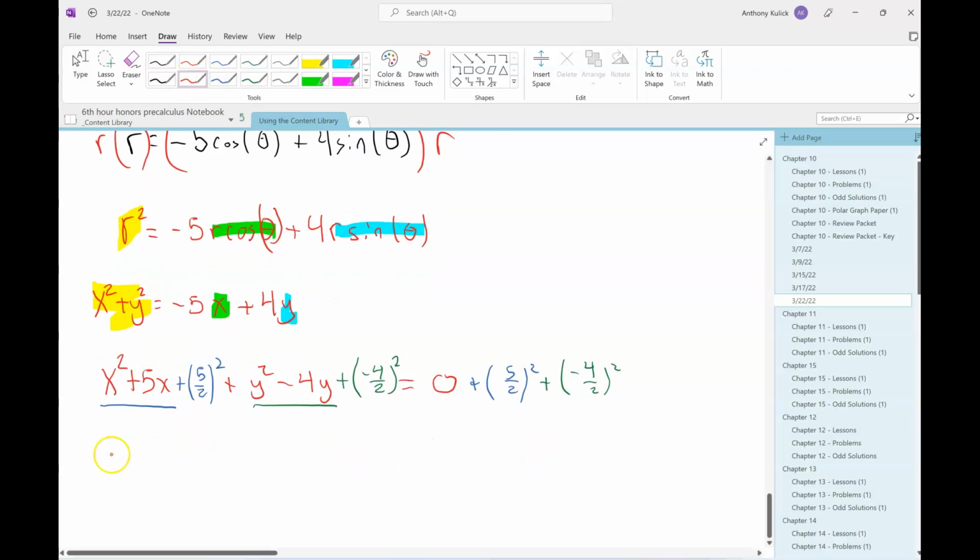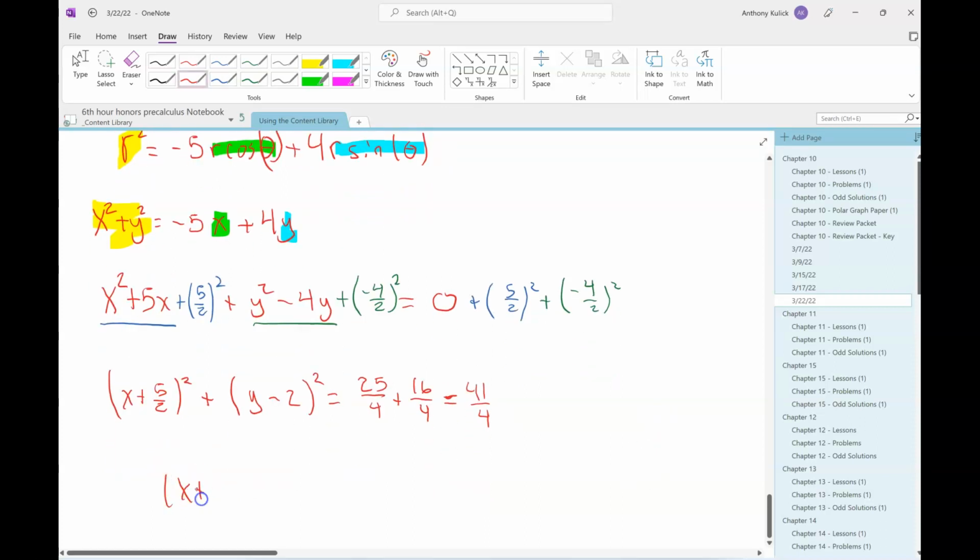Now the nice part about completing the square is that we know exactly how these quadratics factor. So we really have then x plus 5 over 2 squared plus y minus 2 squared equals 41 over 4.